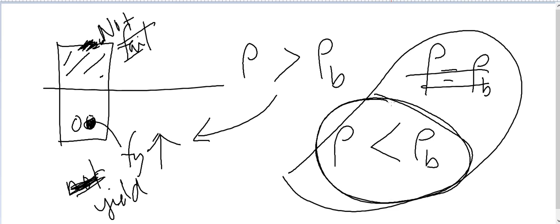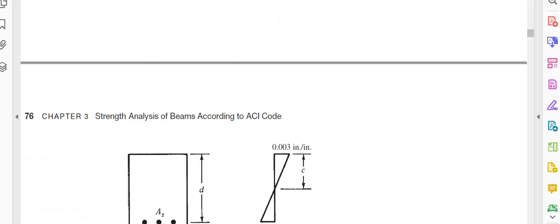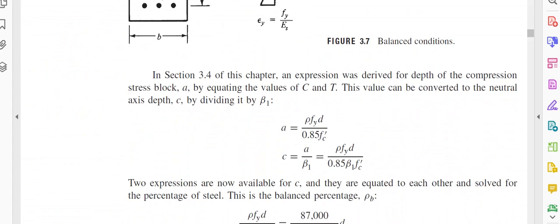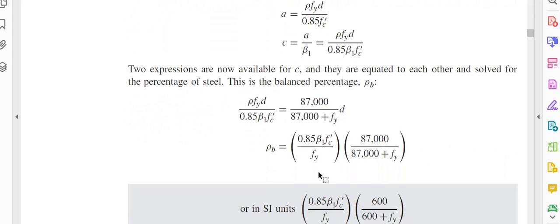How, we will see when we design the beam. But now I am showing you how your book derives the amount of balanced steel ratio. You know that from this strain diagram, from similar triangles, you can write this equation. In this equation they are inserting the values of a and c, and then they get this equation. I am not deriving it here because it is a very basic equation. Any book will show you this, but I am showing the concept.